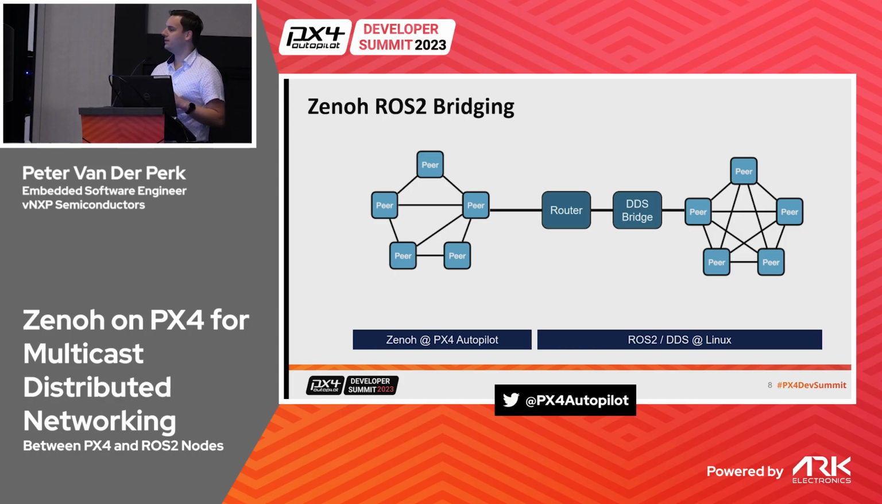So ROS2 right now is mostly based on top of DDS. So we can now run Zenoh also on the PX4 Autopilot. And if you want to run connected to ROS2, we have to use a router and a bridge, and we can bridge between the DDS world. And then from this router perspective, it's just one single network.